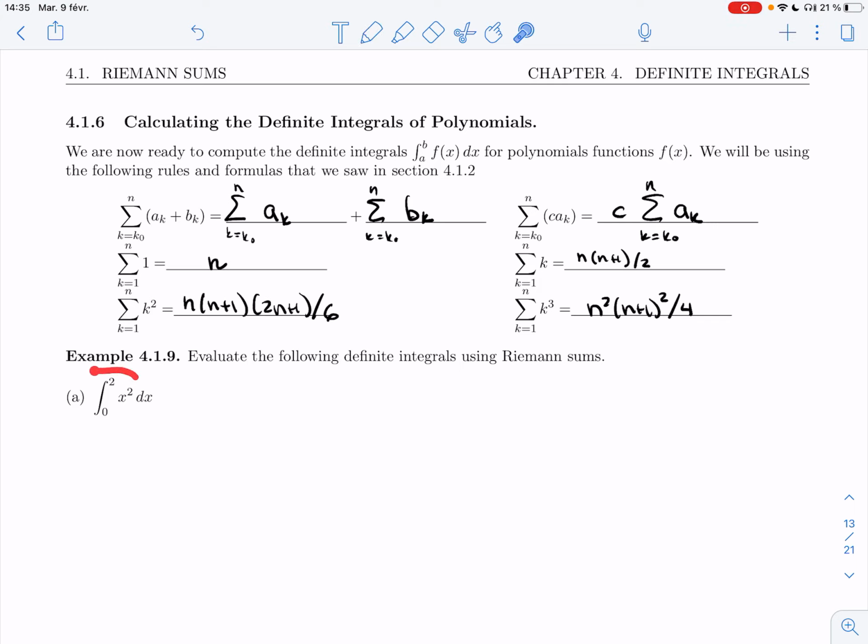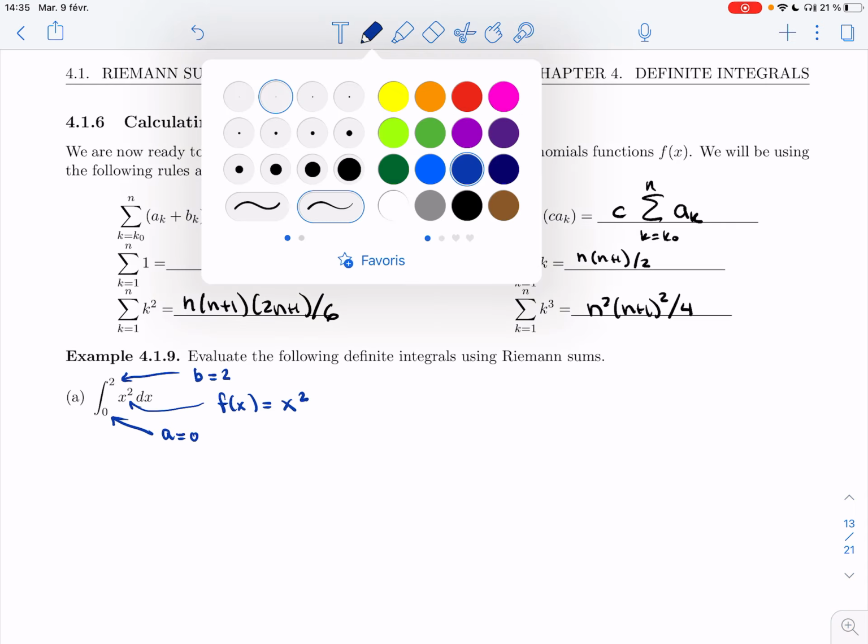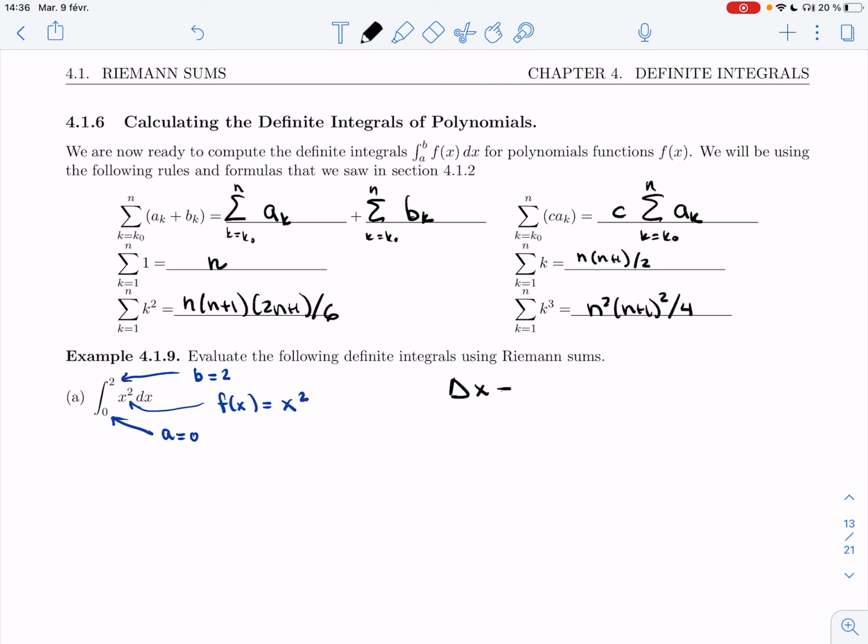Let's see how we can use this to evaluate an integral. I want to evaluate the integral from 0 to 2 of x squared. So let's identify our different pieces. From this formula here, you know that a is 0, b is the top bound, that will be 2, and my function is x squared. We have a formula for delta x, so we don't actually need to sketch anything. We know that that's 2 over n. We have a formula for xk, it's a plus k delta x. So now it's 0 plus k times 2 over n, it's 2k over n.